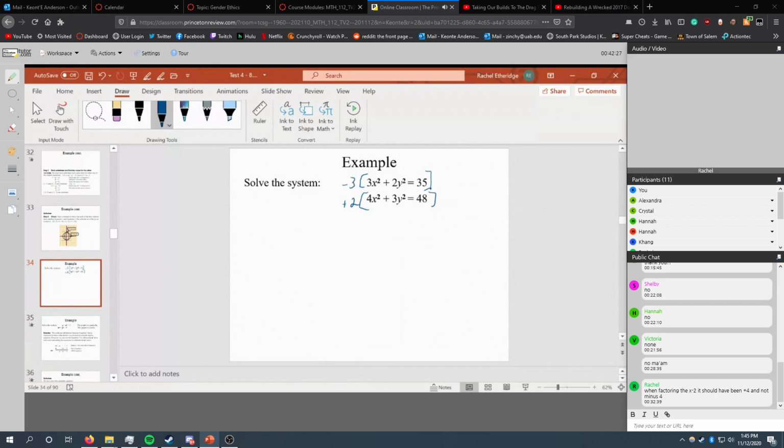One of them just needs to be negative, because what I'm trying to do here is eliminate these y terms in the middle. So if I multiply the top one by -3, I get -6, and the bottom one by 2, I get +6. Then I'm going to eliminate.